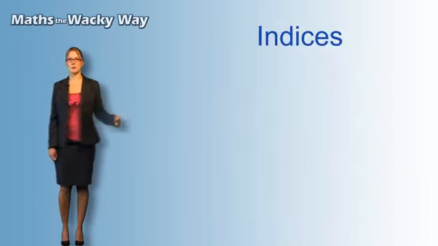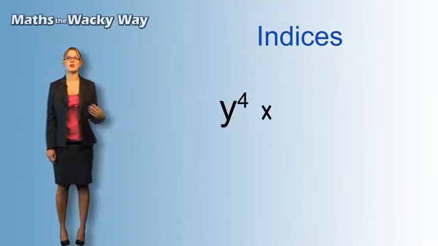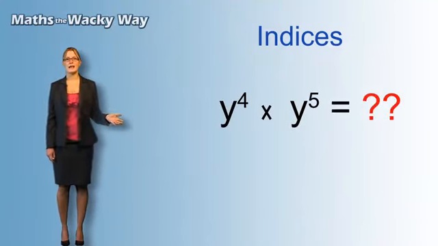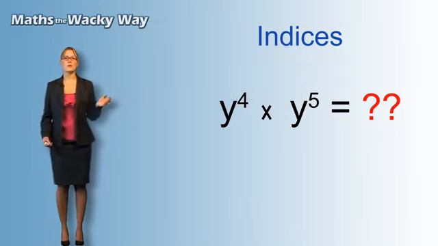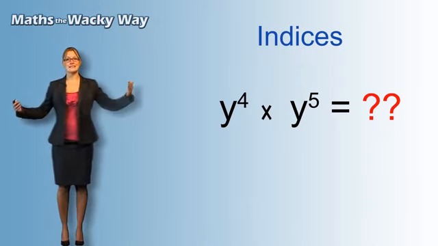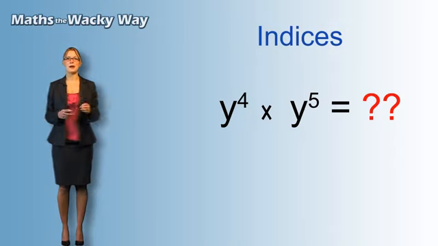Let's take, for example, y to the power of 4 times y to the power of 5. Now, because they're both y's, what we're able to do is actually simplify it together. Now, if they were different, if we had a y and an x, we wouldn't be able to simplify them. Because they're two y's, we can use a rule which will just bring them together nicely.